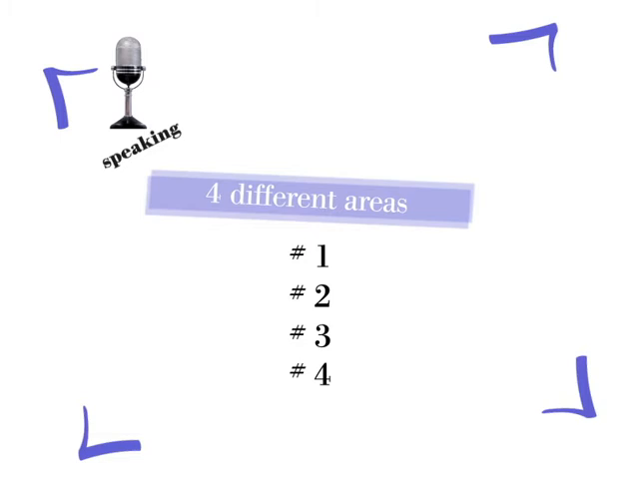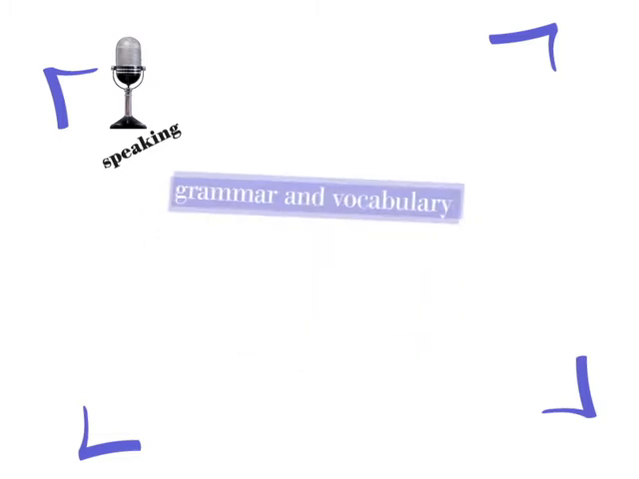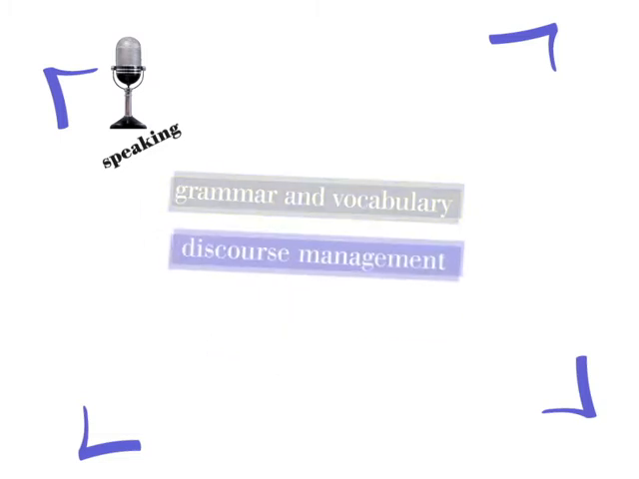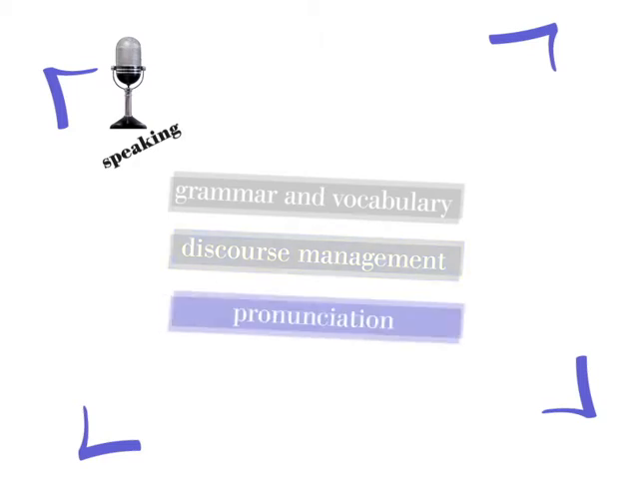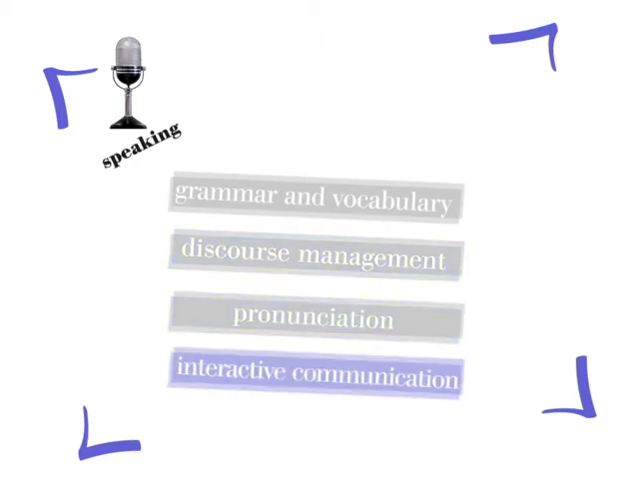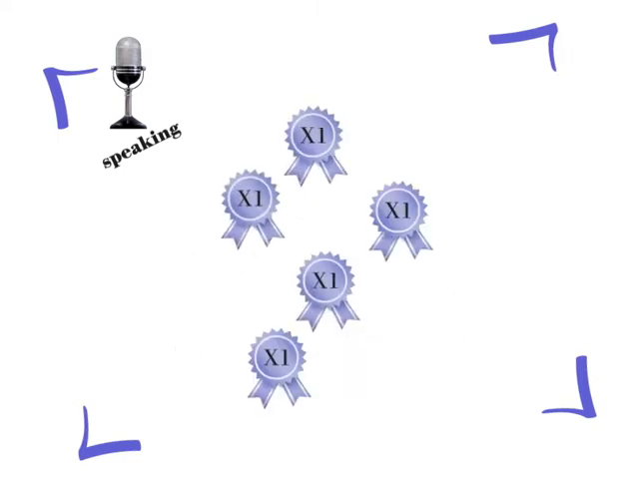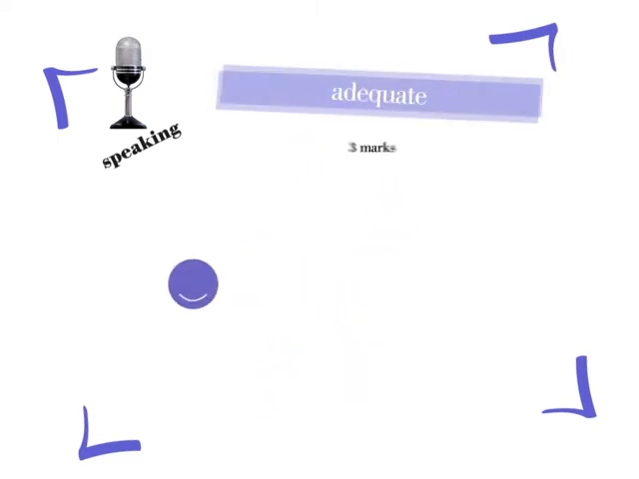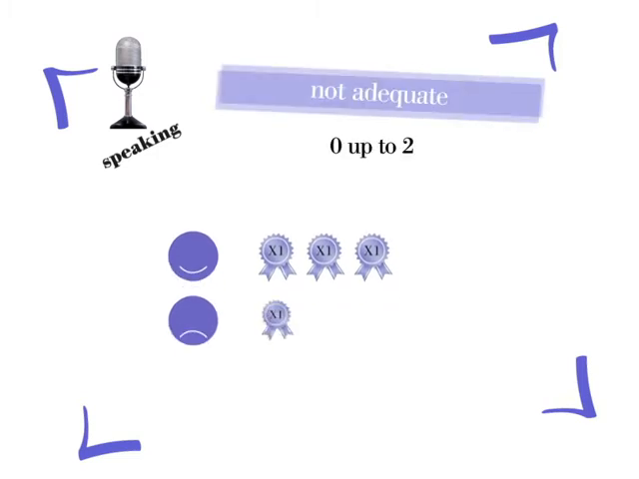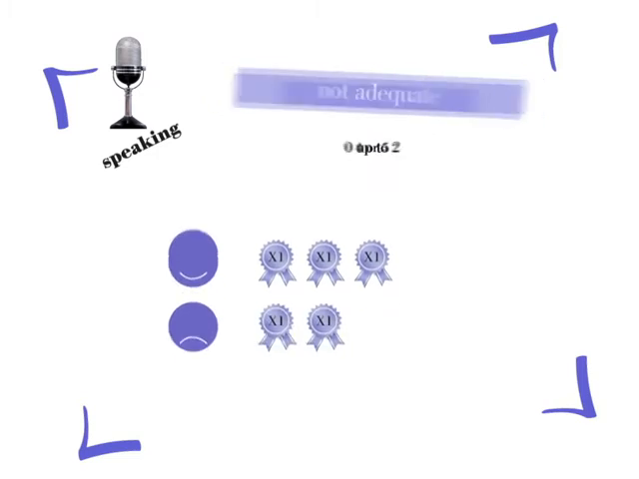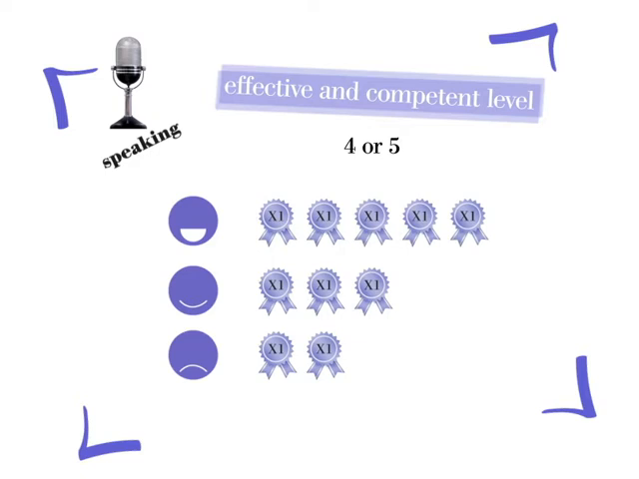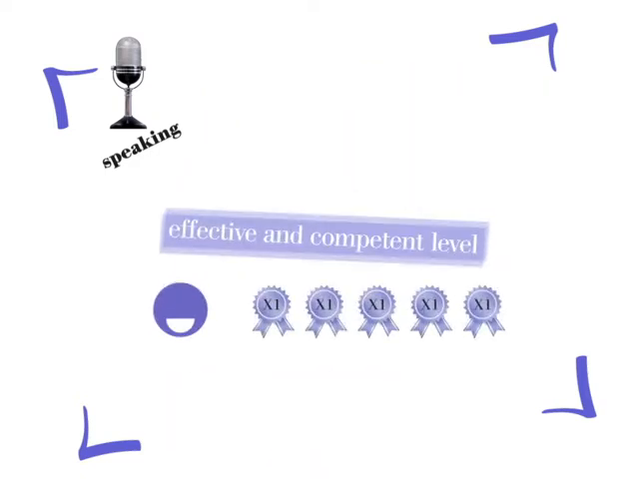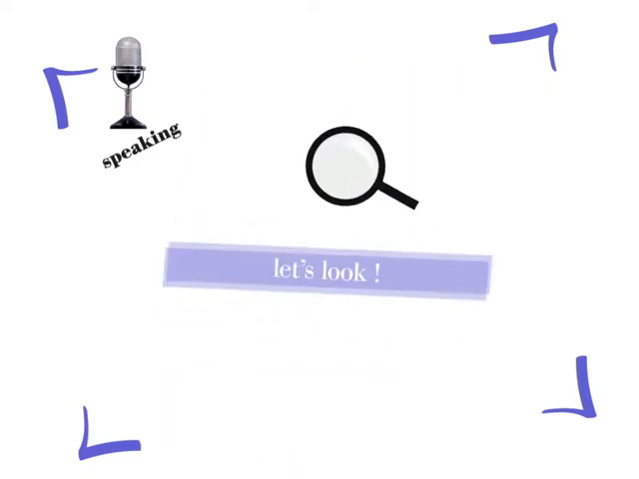These areas are 1. Grammar and vocabulary. 2. Discourse management. 3. Pronunciation. 4. Interactive communication. Each area is given a mark out of a possible 5, where 3 is adequate, below 3 is not adequate, and 4 or 5 are considered an effective and competent level. Let's look at each of these areas separately.